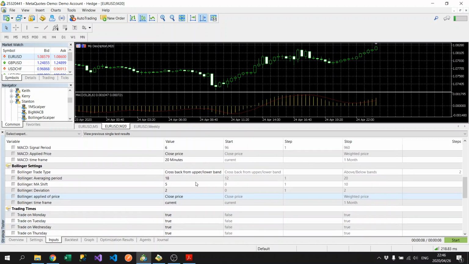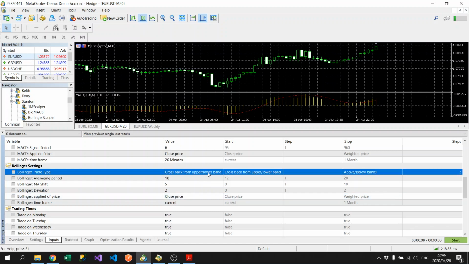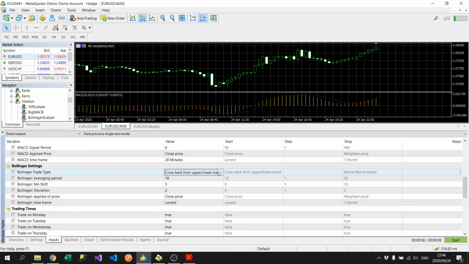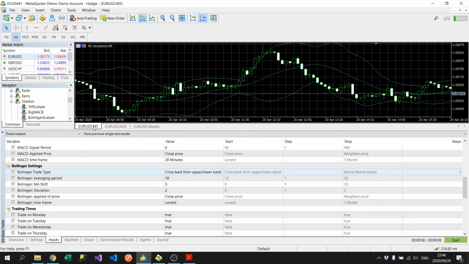Let's first look at the Bollinger settings. The Bollinger trade type has two options here. The first option is either to exceed the bands, if it's above or below the bands, or cross back from the bands. Let me just show you quickly what that means. So here's a good example. This candle exceeded the top Bollinger band.